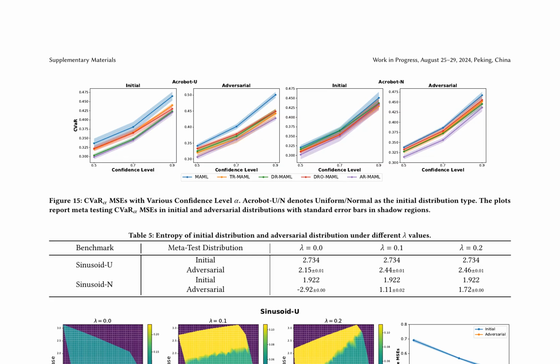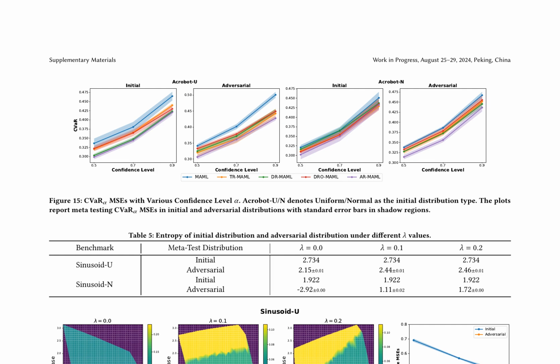In the supplementary materials, we delve into ongoing research on machine learning, focusing on uncertainty quantification and robustness. We explore the performance of different algorithms under various confidence levels and adversarial distributions. For instance, figures 15 and 16 illustrate the CVaR alpha MSEs for the sinusoid U and acrobat U benchmarks, respectively. These plots highlight the impact of confidence levels and adversarial scenarios on algorithm performance.